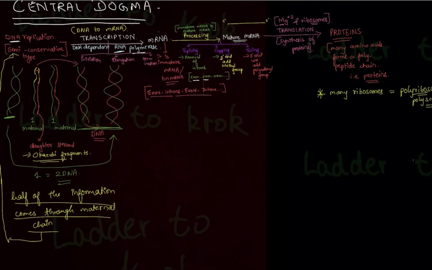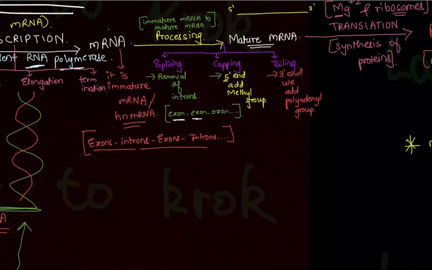I hope this central dogma is clear, which consists of DNA replication, which is of semi-conservative type in humans. Once the DNA is replicated, we move to formation of mRNA from DNA, and that process is transcription. Now we know all the 3 steps of transcription. For translation also, we have the same 3 steps: initiation, elongation, and termination. Once transcription is done, we get an immature mRNA. To make it a mature mRNA, we do processing. This processing consists of 3 steps: splicing, capping, and tailing. Once these 3 steps are done, we get a mature mRNA.